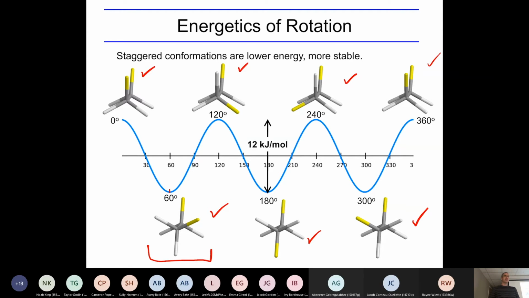Now here's a good question. Does that number mean anything to you at all? 12 kilojoules. Is that a lot or a little? Any guess? I heard a guess of a little.